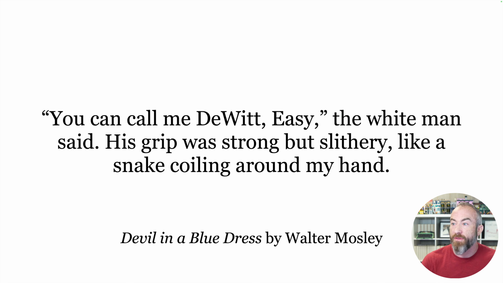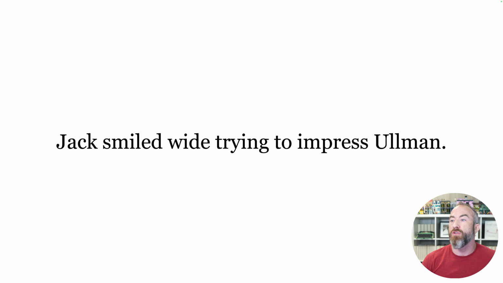All right, let's look at another one. "Jack smiled wide, trying to impress Ullman." So again, we're just telling the reader why Jack smiled, right? We're not letting the reader see Jack smile and then infer why he's doing the smiling. That's what we need to do. Just say what we saw and let the reader figure out whether or not he's trying to impress Ullman.